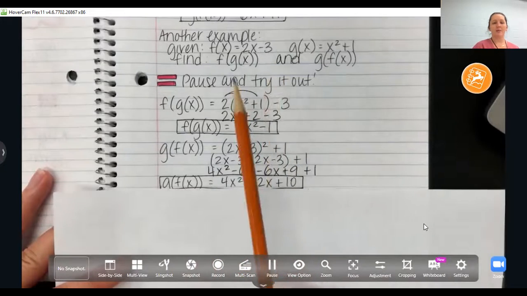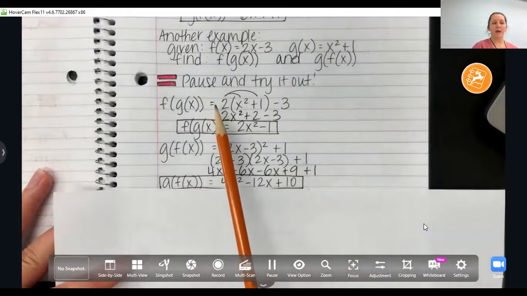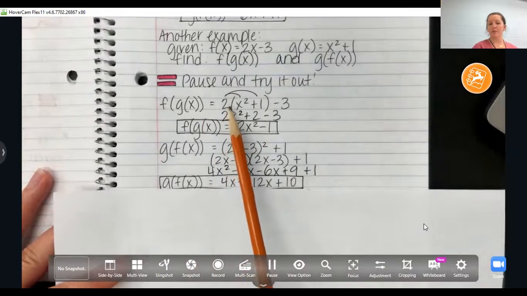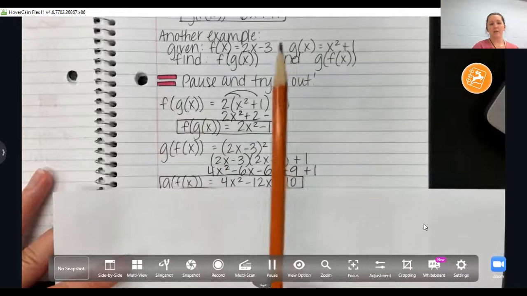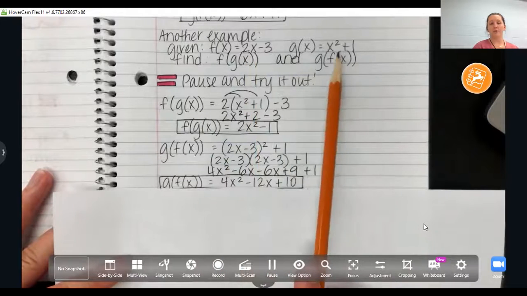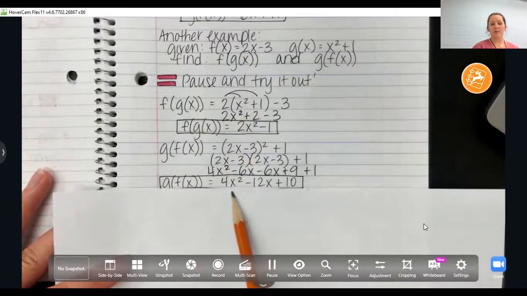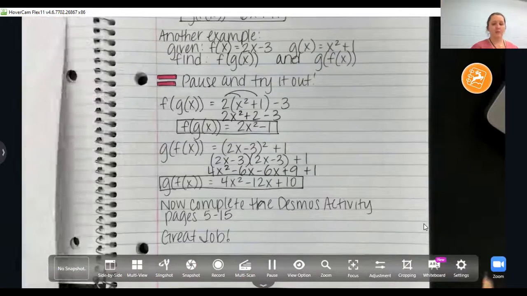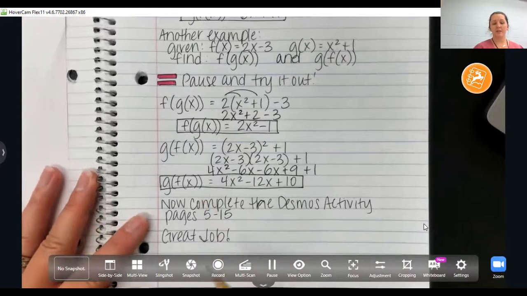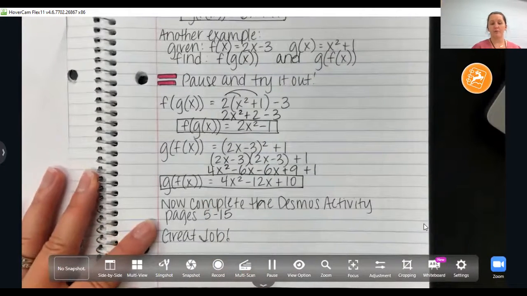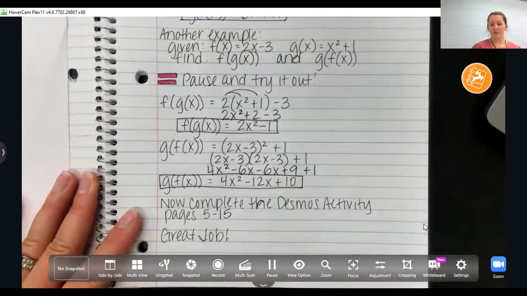So notice that when we had a composition of two linear functions, both of those outputs were linear functions. When we had a composition of a linear function and a quadratic, both of these outputs are going to be quadratic. Interesting fact there. So now go ahead and complete the Desmos activity, pages 5 through 15. This will be your practice for composing functions.